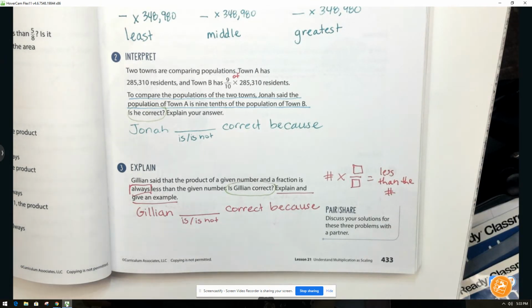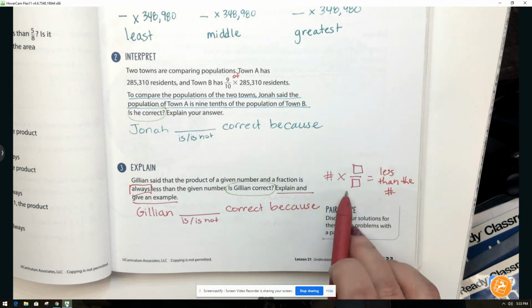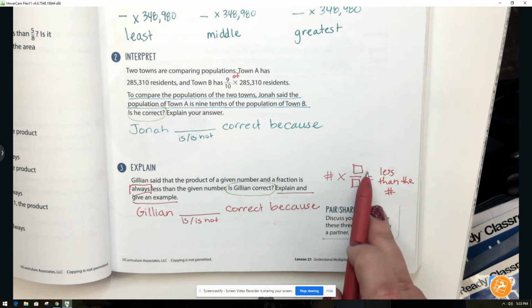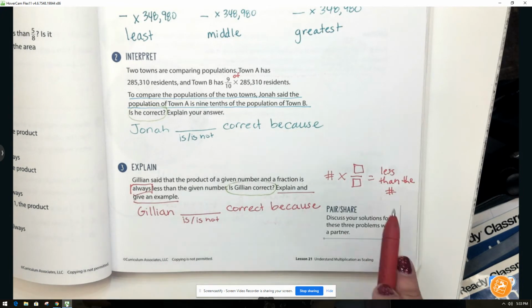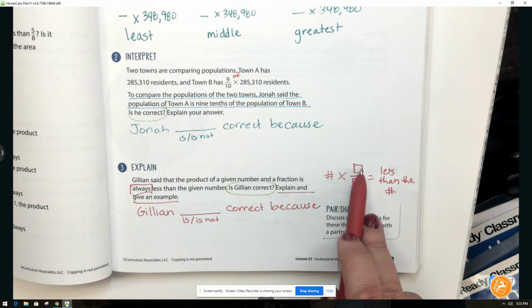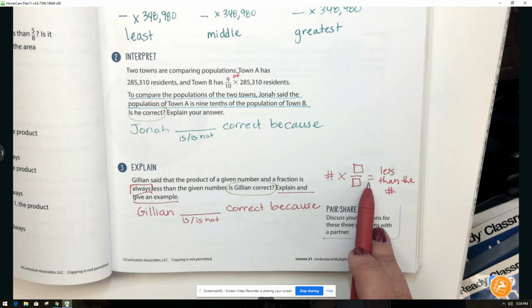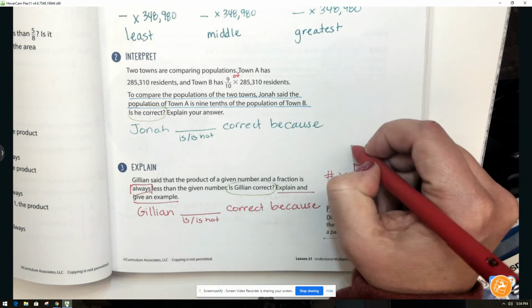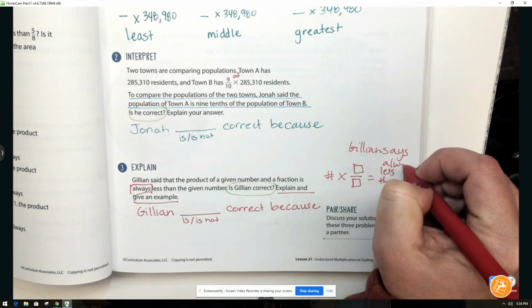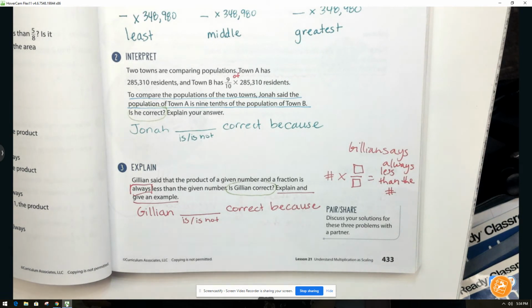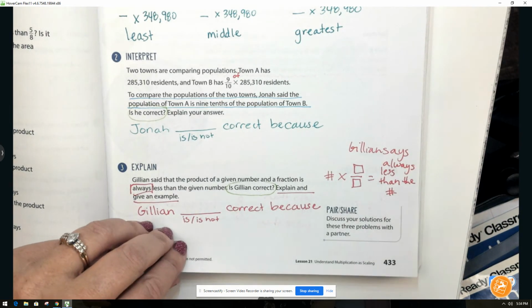Is that true? Think about what you know about fractions. Think about different types of fractions. And you're going to tell me Jillian is correct because, and tell me why she's correct. Or you're going to tell me Jillian is not correct because, and then tell me why she is not correct. The trick is the word always. Any number times any fraction, Jillian says it's always less than the number. Is she correct?